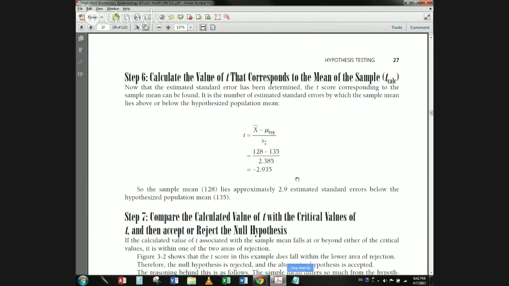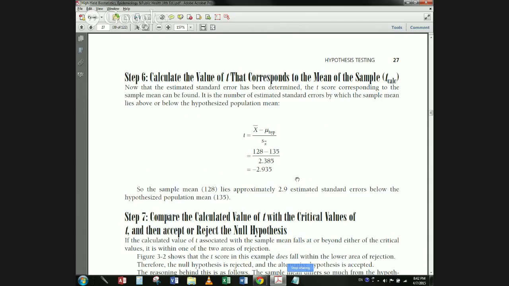Step 6. Calculate the value of t that corresponds to the mean of the sample, t calc. Now that the estimated standard error has been determined, the t-score corresponding to the sample mean can be found. It is the number of estimated standard errors by which the sample mean lies above or below the hypothesized population mean.